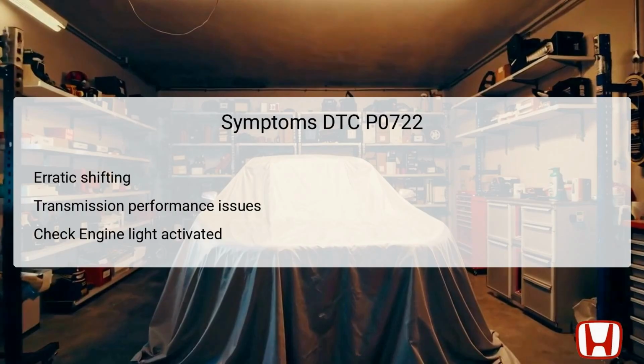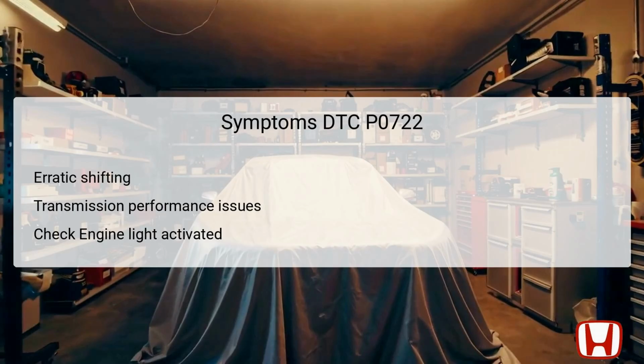When DTC P0722 is present, drivers may notice various symptoms impacting vehicle performance. One prominent symptom is erratic shifting, where the transmission struggles to properly engage gears, causing a jarring or delayed response. This can significantly hinder the driving experience and make the vehicle less safe.